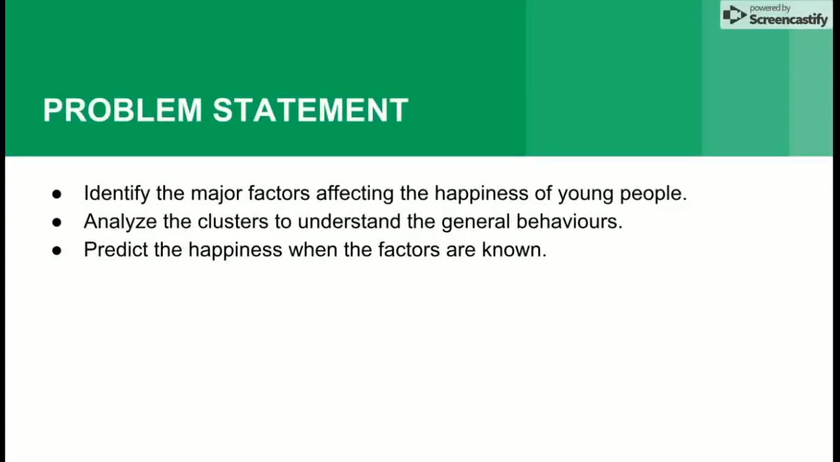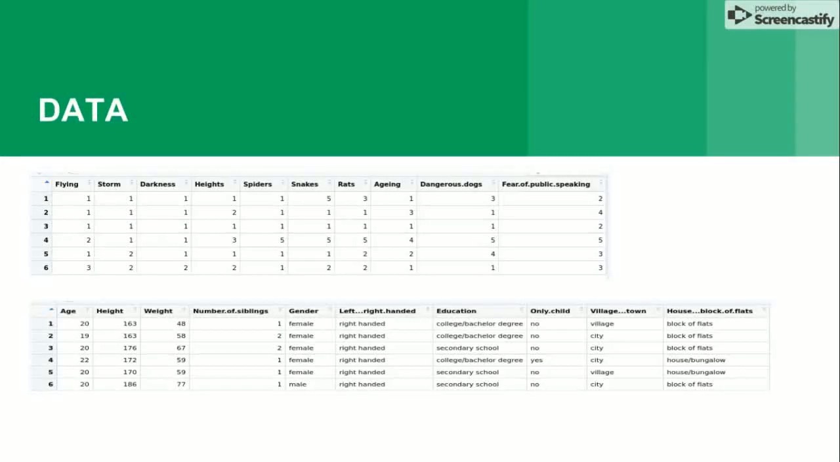Our problem statement is to identify the factors that affect happiness among the youth. We also tend to analyze the clusters to understand the general behavior. The dataset was formed by conducting a survey in both electronic and written form at the Comenius University in Bratislava. The individuals belong to an age group of 15 to 30 years, with Slovakian nationals.